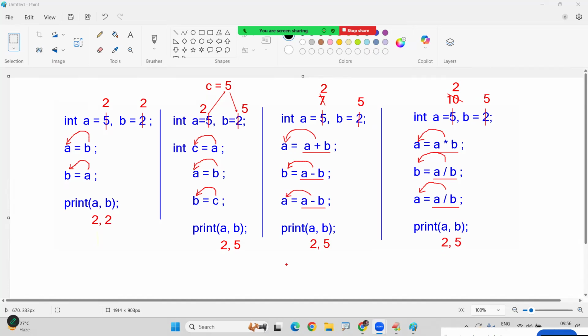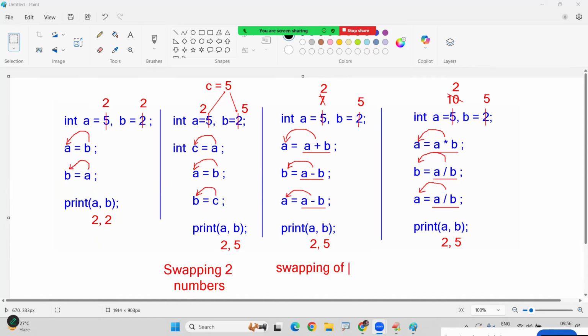Remember, all these programs are actually called swapping two numbers. But sir, the logic I'm not getting. Forget about the logic. Once again, in swapping, I will explain briefly. This is just how the values are changing in variables. This is not swapping. And this is also swapping.